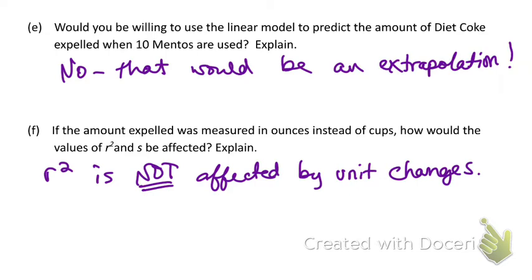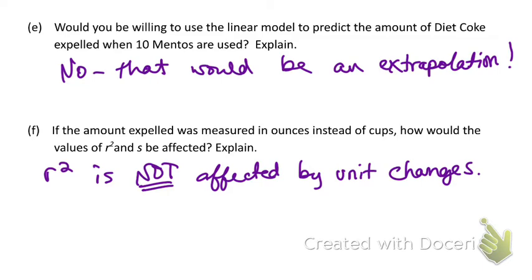But what about S? S is the standard deviation of the residuals. It tells us how far the data is from the line, and it is in terms of the Y units. So if I change the units from cups to ounces, will it change my S value? It will. And here's why. If I change my Y units, S will change by whatever the conversion factor is. Do you guys know how many ounces are in a cup?